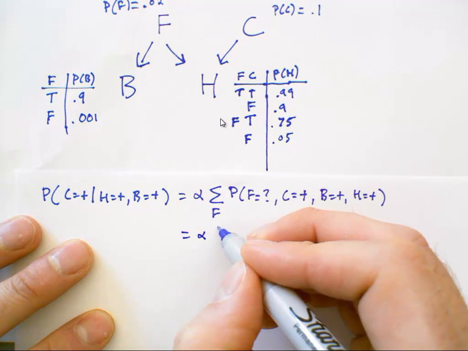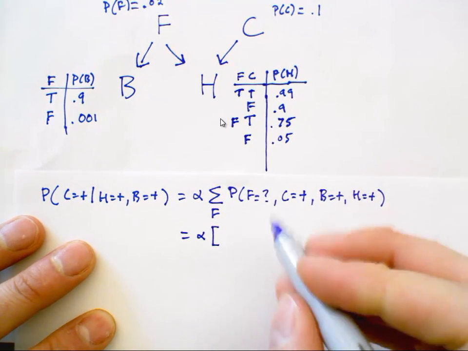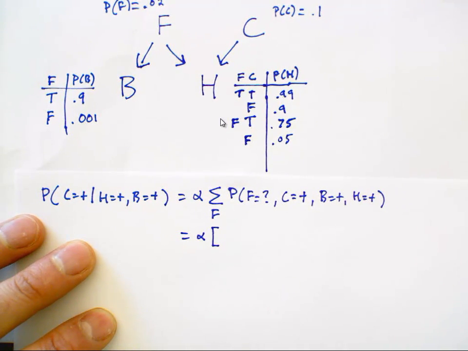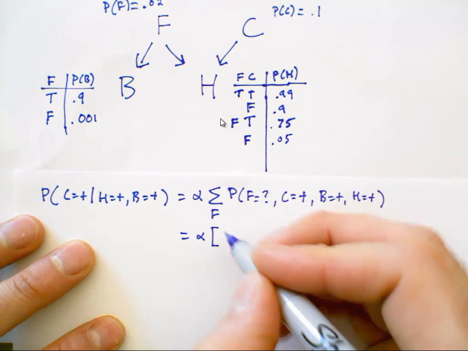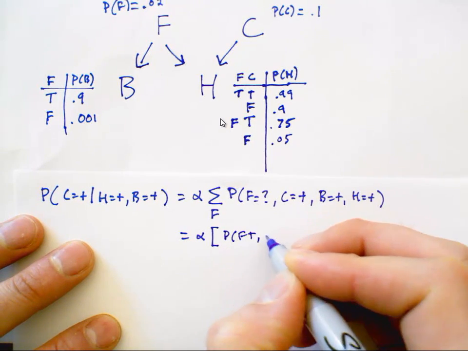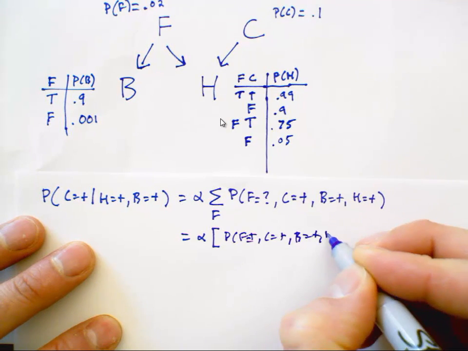This is alpha times some big huge mess. Let's do the true case first. Who hasn't gone? Go. So this is just the problem of F equals true, C equals true, B equals true, H equals true.